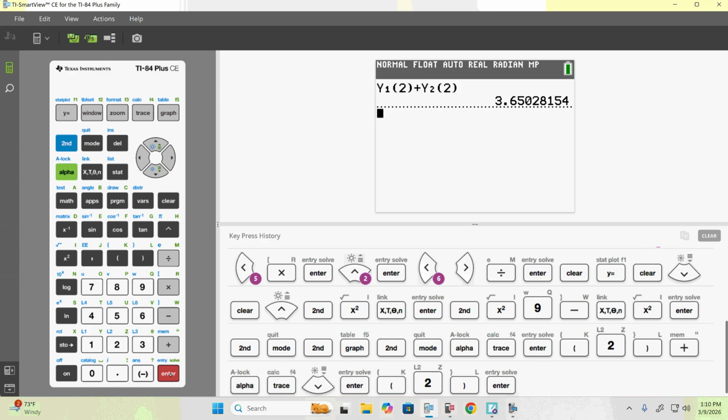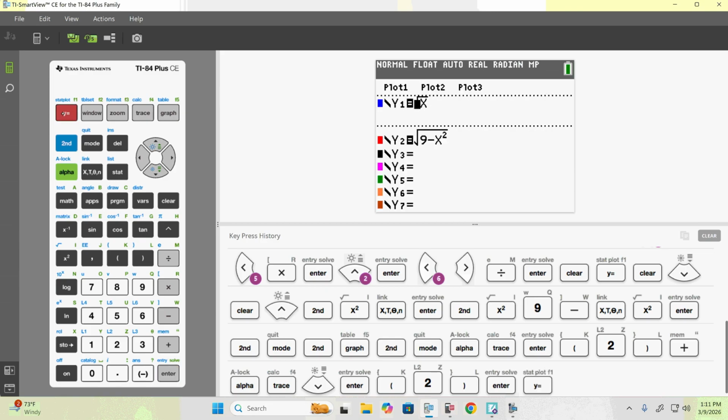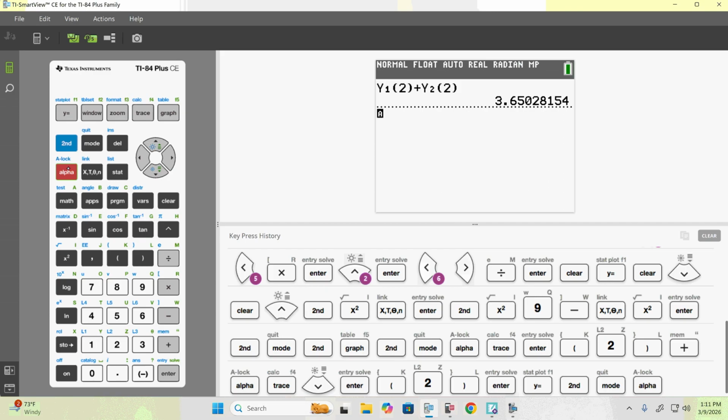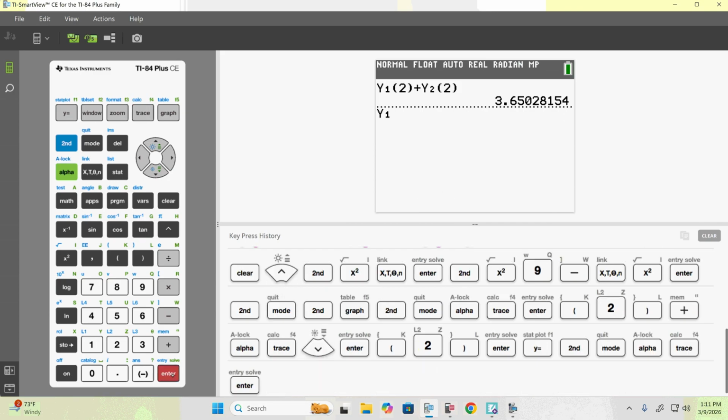And yes, especially on the ACT, they give us an equation and ask which of the following values is the solution. We could plug that equation into y1 and go alpha trace y1, answer choice A, and plug those in and see which ones give us the correct value.